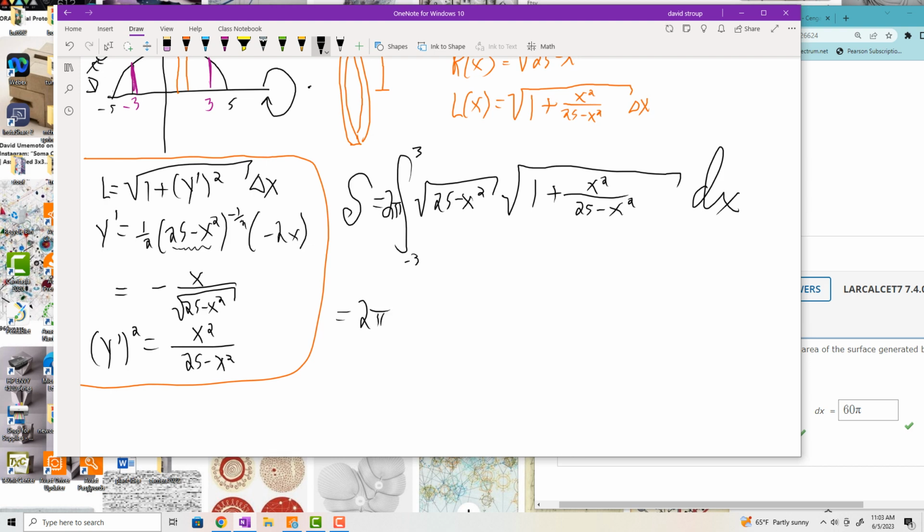So this will be 2 pi integral square root of 25 minus x squared. Again, inside this square root you want to find a common denominator. So you can think of that first 1 as 1 over 1 right here, and then multiply top and bottom by this 25 minus x squared.